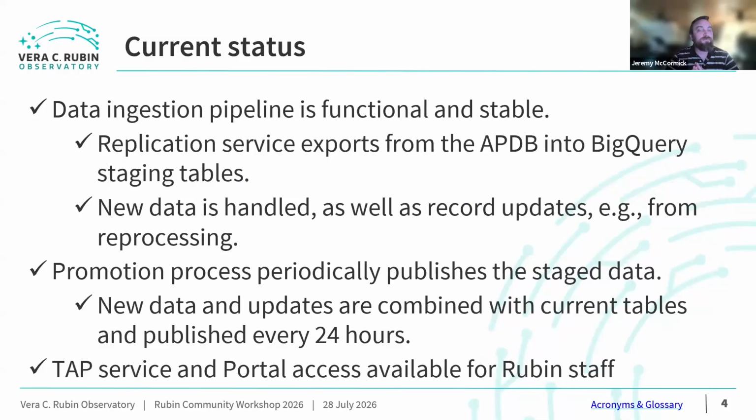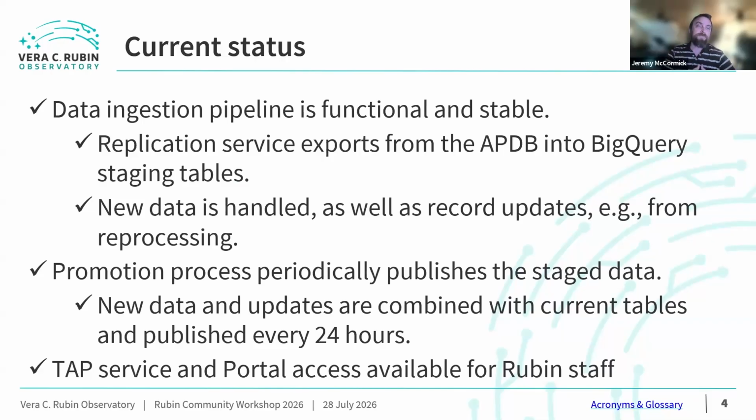So what's the current status of this database? We have a fully functional and stable data ingestion pipeline from the APDB to the PPDB. There's a replication service which exports from the APDB into BigQuery staging tables automatically, which runs on a timer and checks the APDB for new data every few minutes. New data is handled, and we also have the capability to handle record updates, like from reprocessing campaigns when certain fields are updated. Both of those are handled in the system.